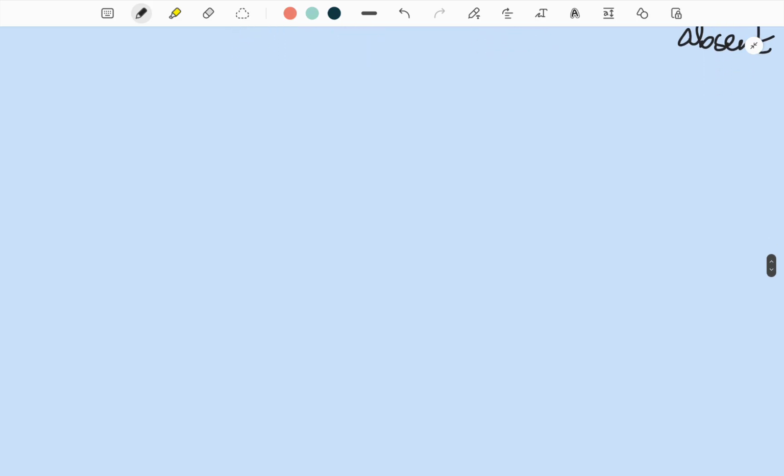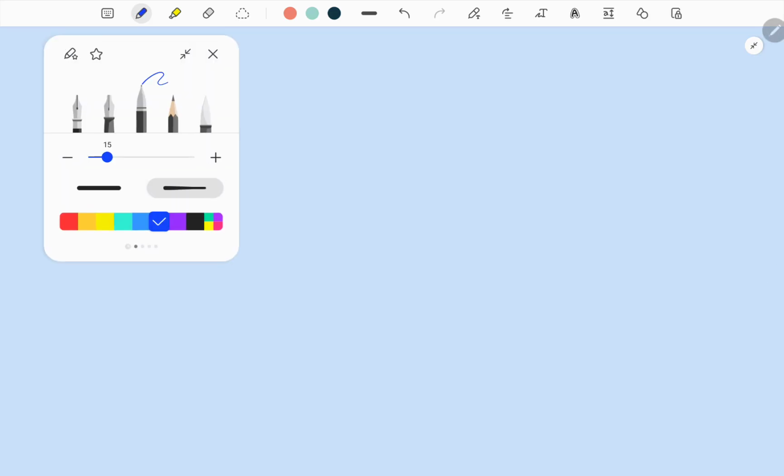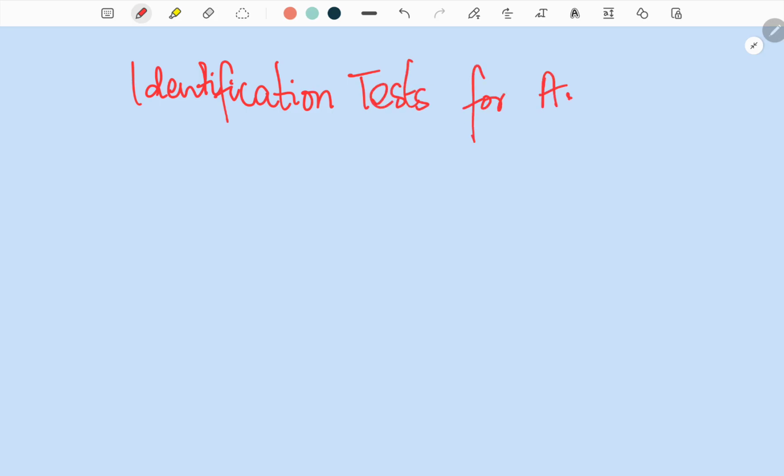So now in this video, we are going to start with the first set of tests, and that is the identification test for anions. So you can write the heading identification, or you can even say systematic. So identification tests for anions. And I already told you what are the anions that we are going to discuss. So you can be prepared.